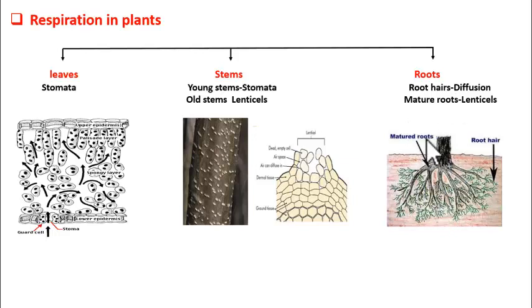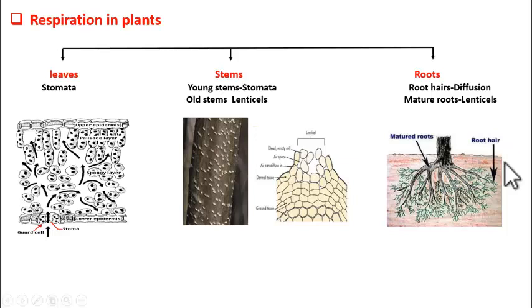Then mature roots, meaning the bigger roots. These roots too have lenticels like those of stems. It is nothing but the same structure that we have seen here: a pore, and loosely arranged tissue leading into the internal tissue. So this is how respiration takes place in roots. Students, this is about normal plants.